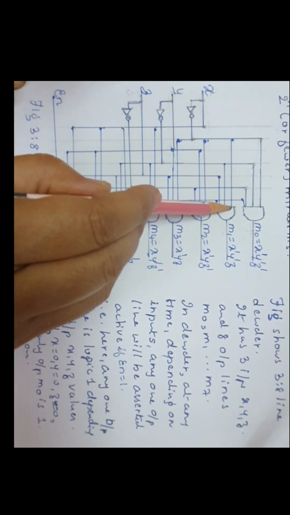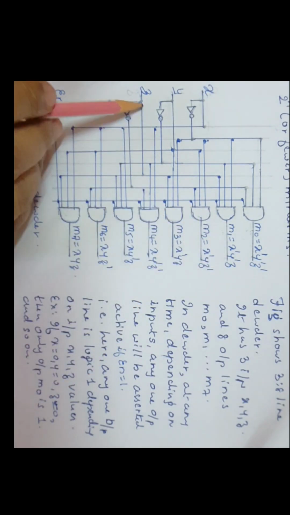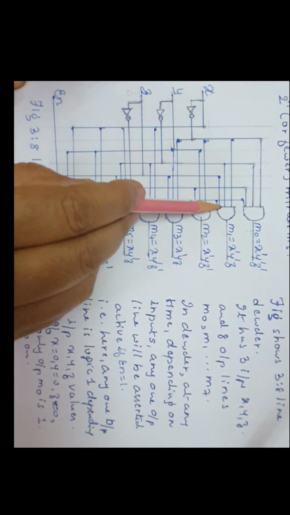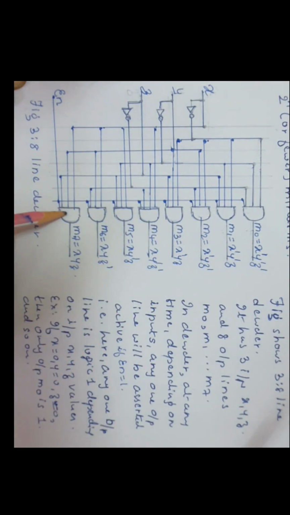Similarly for the next one, M1 equal to X dash Y dash Z means this is the X dash line that is connected. This is the Y dash line that is connected. Z means the fifth line, that is Z is connected. So this way connections are done to all the AND gates.